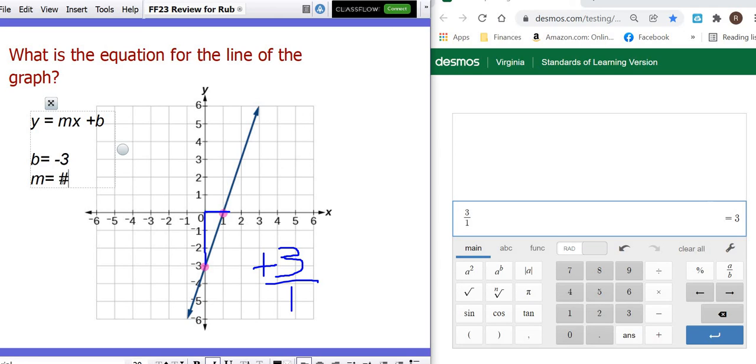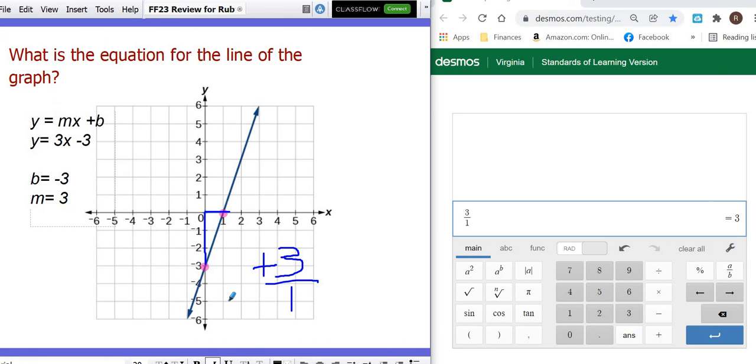So I'm just going to put, oops, sorry, I'm going to put a 3 there. Okay, so now I'm going to fill in all the blanks. I'm going to come up here and do it. Okay, so y equals, my slope is 3, so I'm going to put 3x, and my y-intercept was -3, so I'm going to put -3 there. Okay, so that's how you find it.